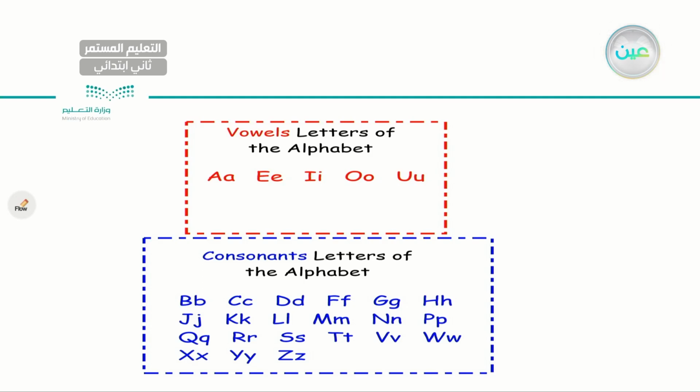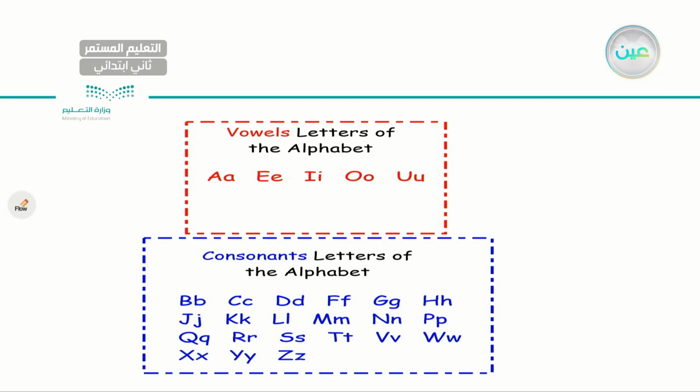Before we do that, let's revise all the letters we have in English. As you can see, I have two kinds of letters. I have vowels and I have consonants. Vowels are in red, so let's read them out. Vowels, the letters in the alphabet. As you can see, I have all the letters in capital and small. I have A, E, I, O, and U. These are the English language vowels. Let's read them one more time. A, E, I, O, and U.